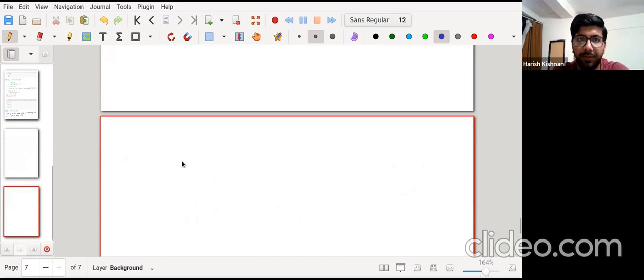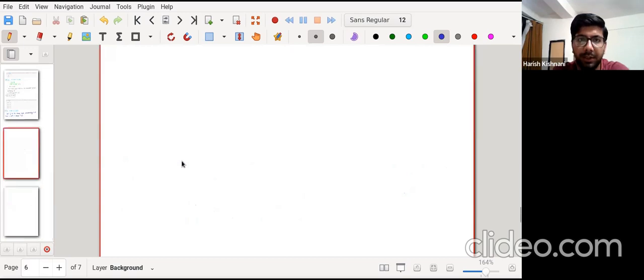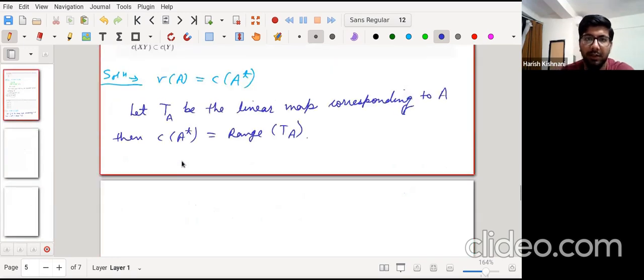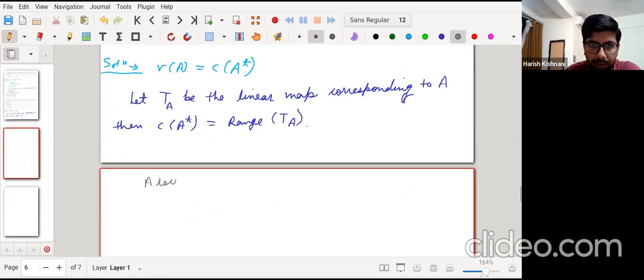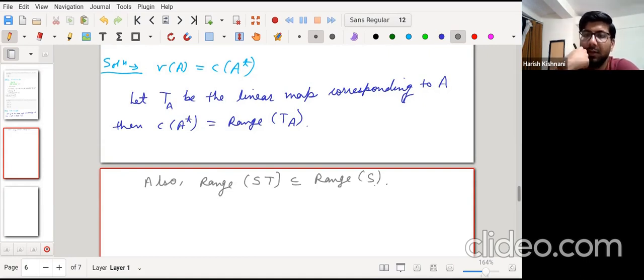So what can we do next? Also, I think this observation should be clear to you directly. The range of the composition of maps S and T is contained inside the range of S. Do you agree?